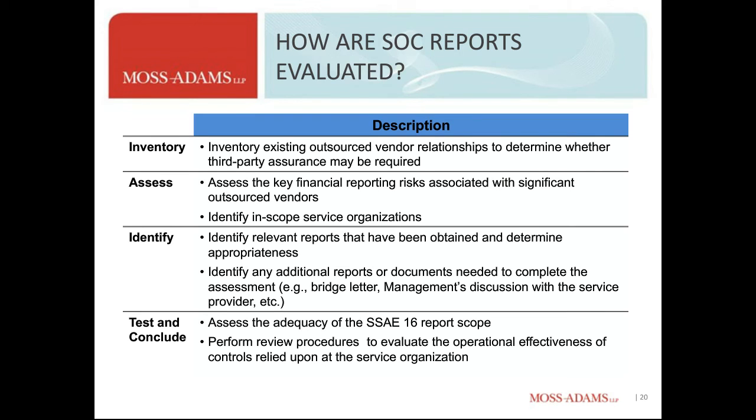Make sure that we understand all of them. For each relationship, we should understand the services provided and assess the key financial reporting risks associated with each. In doing this, we'll be able to identify the in-scope service organization. Once we've identified the in-scope service organizations, we should identify if a SOC report exists for those. And if there are multiple, we need to make sure that we have all the relevant SOC reports. So basically just taking an inventory of all of your service providers and identifying which ones are in scope for your financial reporting risks and obtaining those reports.